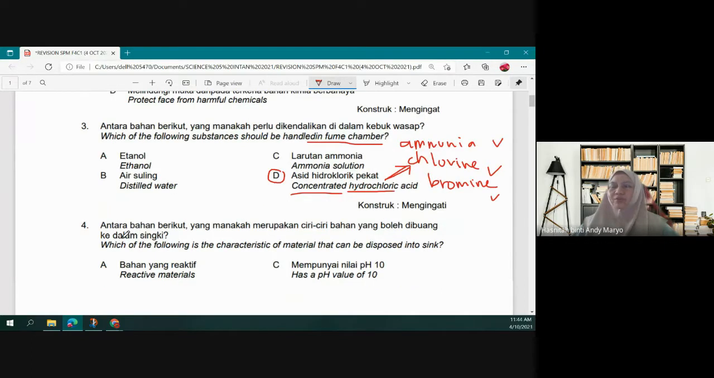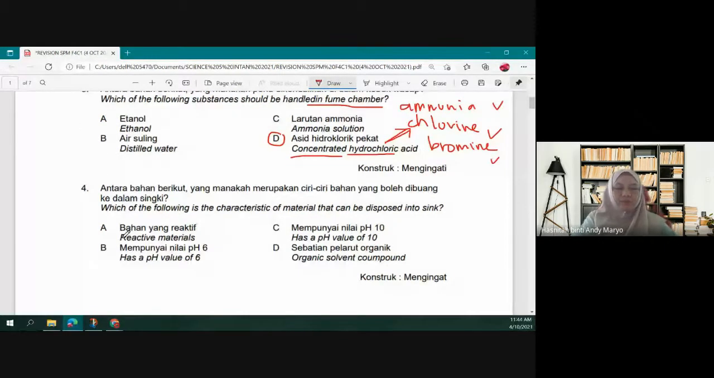Then we move to number 4. Which of the following is the characteristic of material that can be disposed into the sink? If you remember, there are a few ways to dispose of laboratory waste. Some of them we can throw directly into the bin. Some you have to keep in a special container, and only then dispose of them. So which one can be disposed directly into the sink?